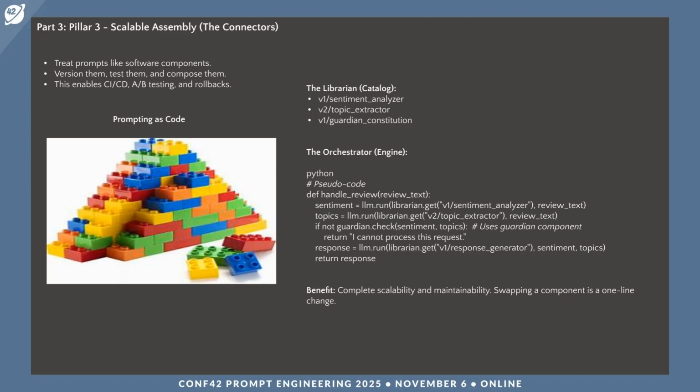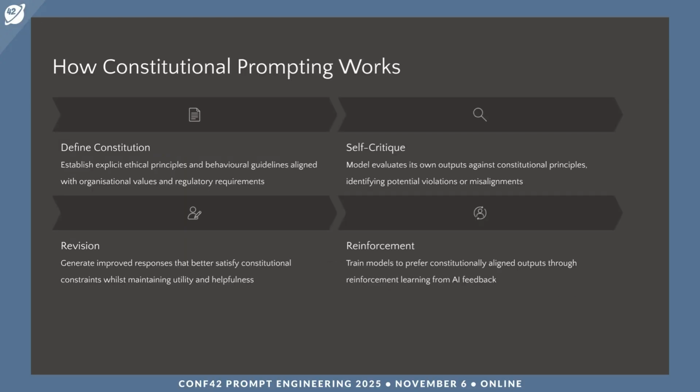And make sure the library, which is a catalog, is where all your versions are defined. If you want to do a rollback, it should be just a one-line change. So these are the 3 foundational pillars which we recommend following as part of the constitutional prompting framework, right?